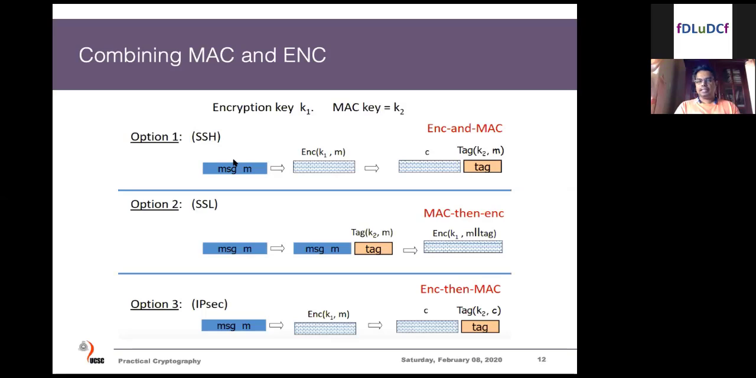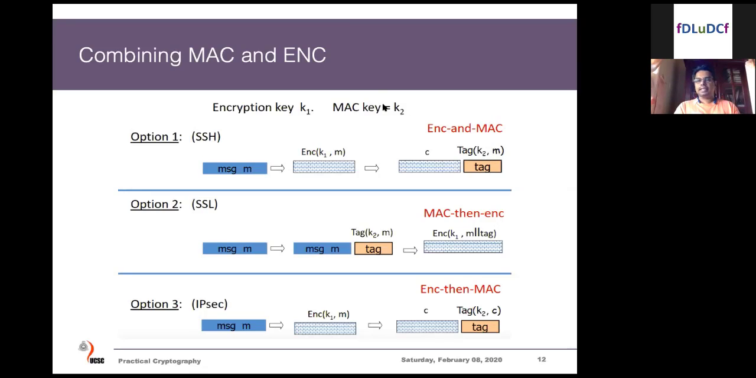So let me explain the three different scenarios. For example, when you use SSH, secure shell, that is, when you want to connect to remote servers using a terminal prompt, it uses the first option, which is called encrypt and MAC. There, what we usually do is encrypt our message using a security key, encryption key K1, and create the ciphertext. Then we add an authentication tag, which is created on the message. That is what we call encrypt and MAC.